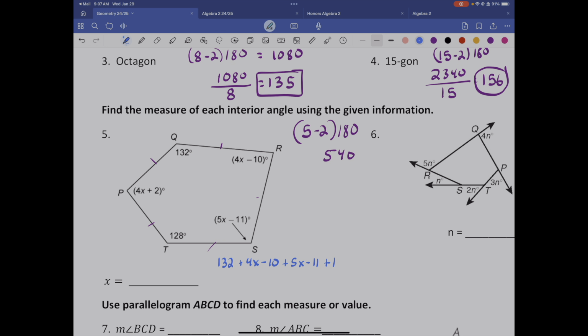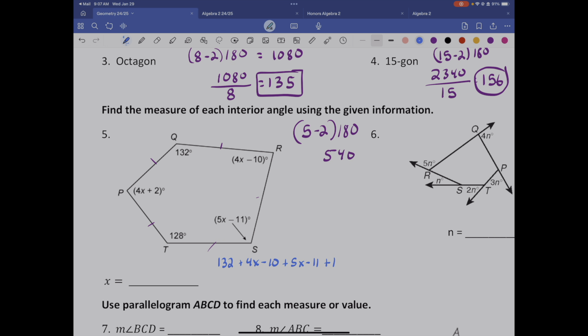Next one is ADC. ADC is that angle right there. Opposite angles in a parallelogram are congruent, so since we know that ABC is 72, ADC also has to be 72.